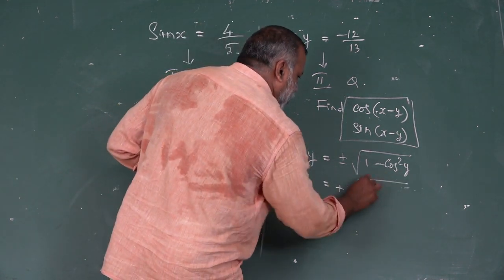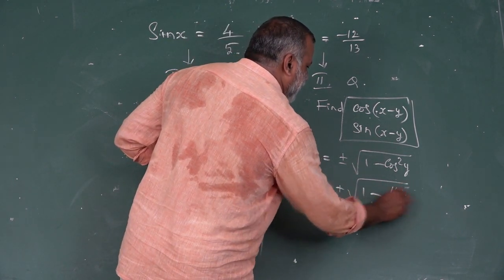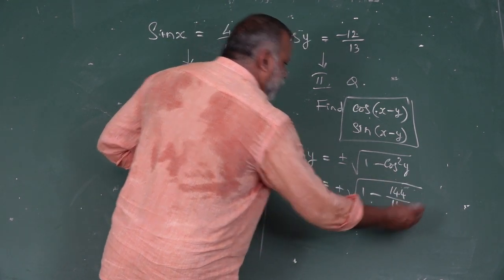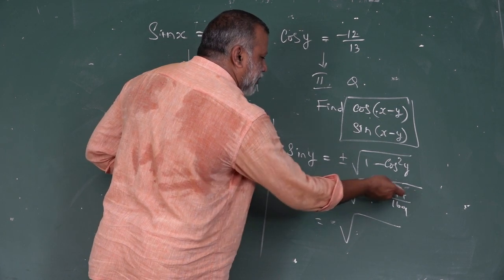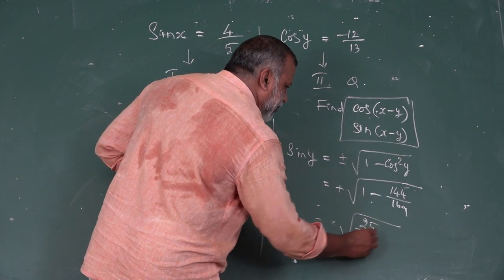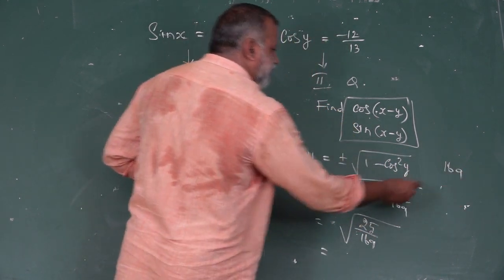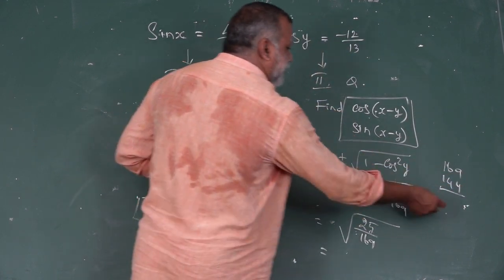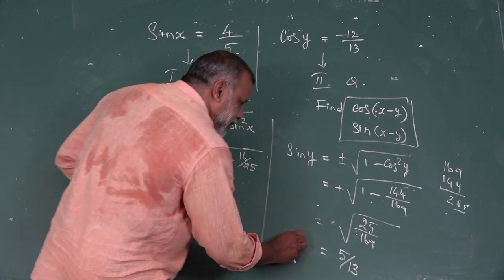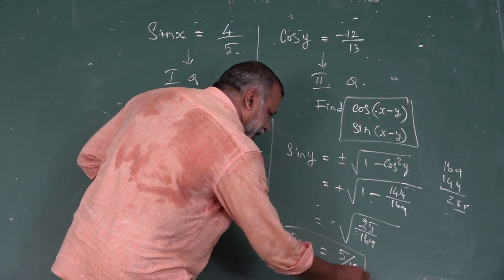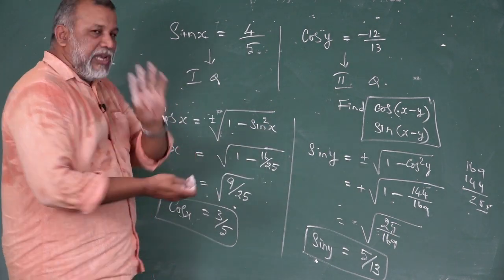Then root of 1 minus cos squared, just squaring this value, 12 by 13, we get 144 divided by 169. Then take the square root and simplify. 169 minus 144 gives 25 by 169. Just take LCM and subtract. We get 5 over 13 after taking the square root. This is sin y. It gets positive only because it lies in the second quadrant. In the second quadrant sin gets positive. So see here, we need 4 data.